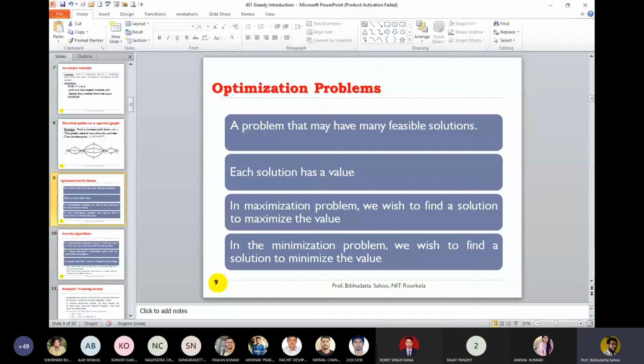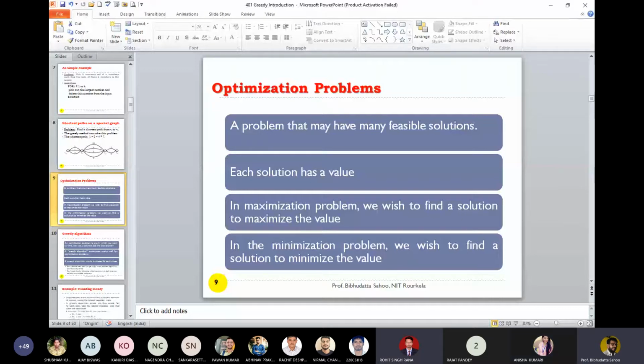First thing, if you have n vertices and you are in a complete graph, please note it, how many edges will be there? n into n minus 1 divided by 2, that is nC2.